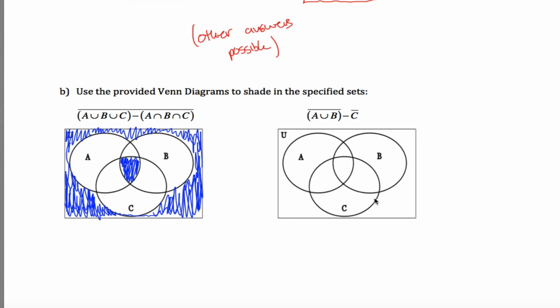And then from that, I'm going to take away anything that is not in C. Well, it's going to take away the outside, and it's just going to leave me with this little wedge right here. So the answer to this problem would just be this little wedge right here.